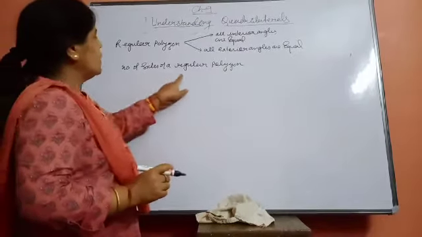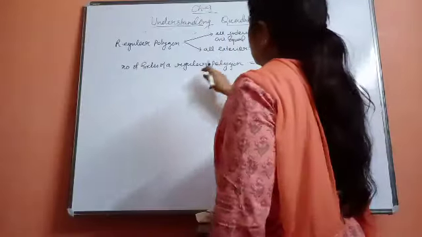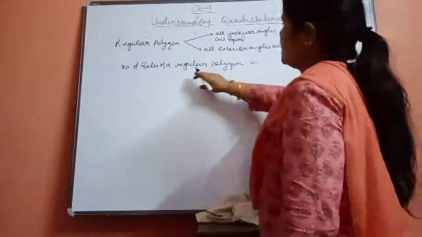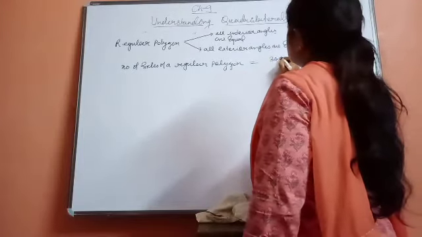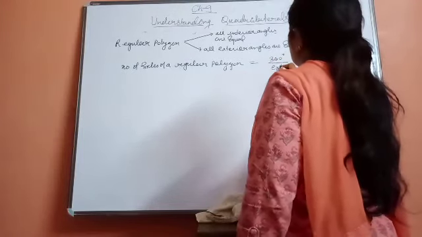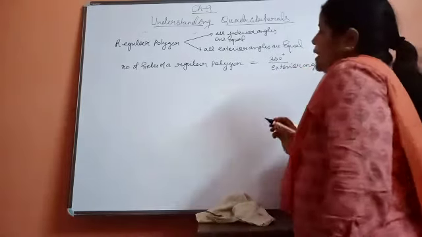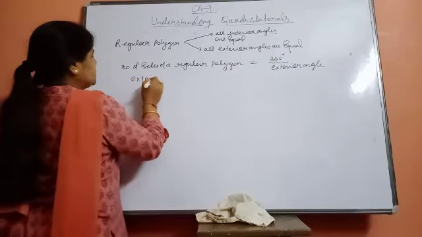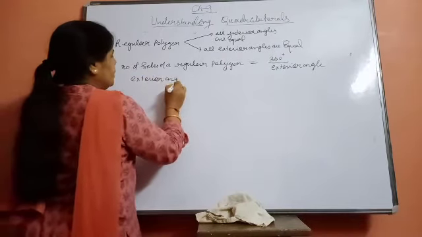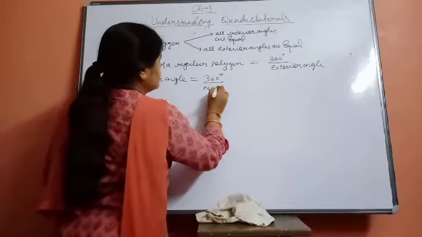The number of sides of a regular polygon: suppose we are given a regular polygon and one exterior angle. At that time, how will we calculate the number of sides of the regular polygon? It will be 360 upon the exterior angle. And if we have to calculate the exterior angle, then exterior angle is equal to 360 divided by the number of sides.